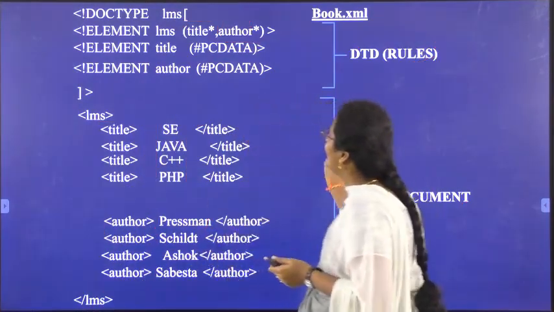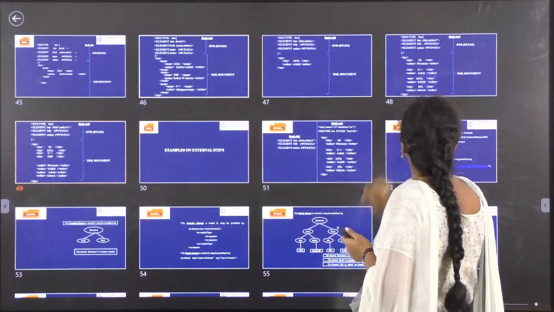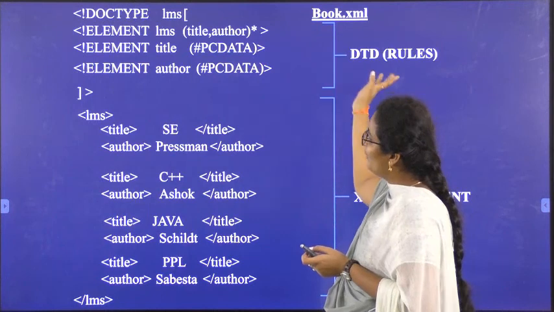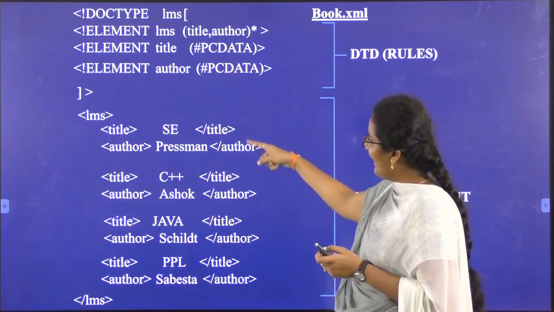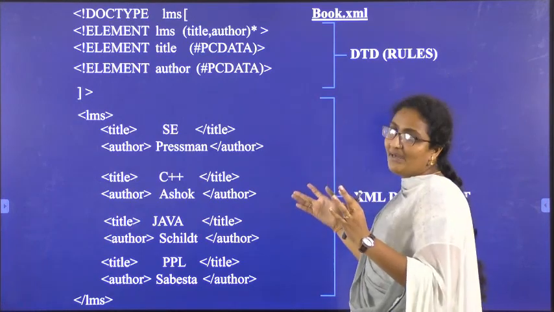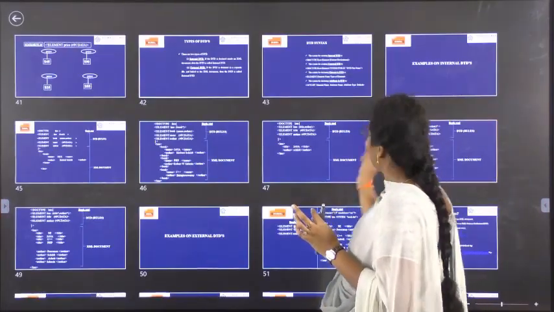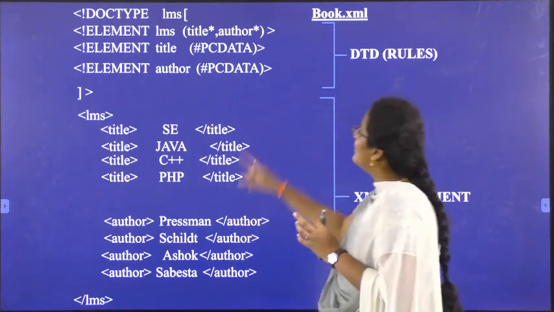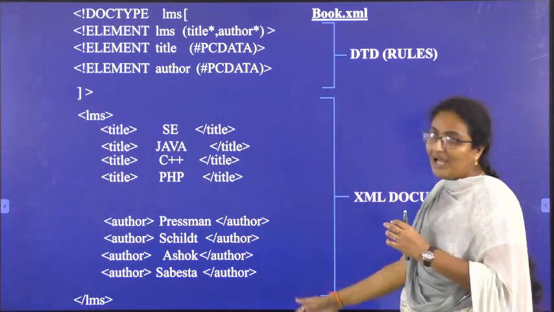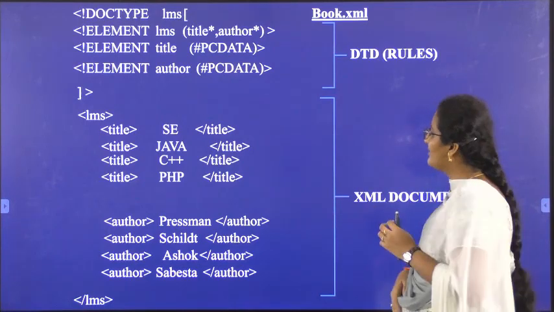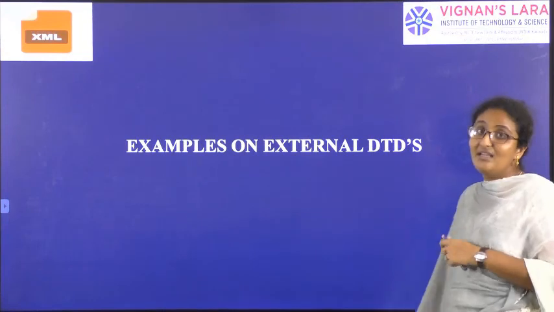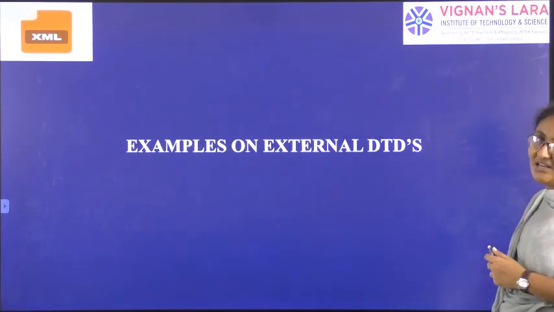But what happened in previous slide? In that program, we have the asterisk symbol for title and author both. So at a time we used title author, title author, title author, title author. 4 times I have used combined. But in the next slide, asterisk symbol is separate for title and author. So separately I have used the repetition of title and author. So next we will see what is the example for external DTD.